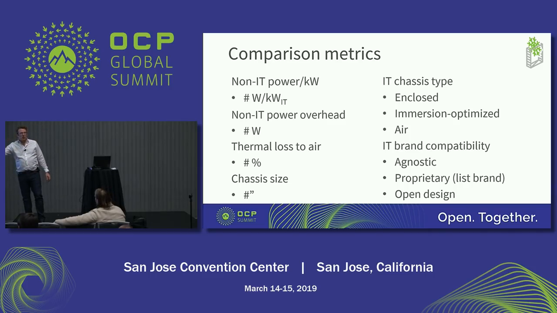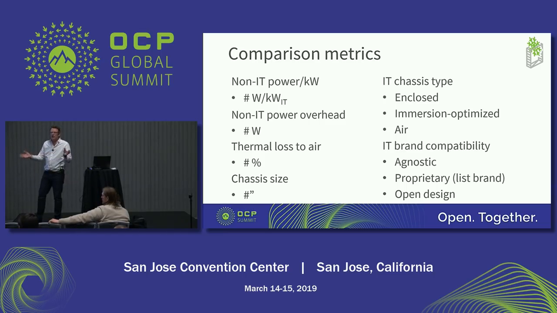There's also such a thing as non-IT power overhead. It's usually quite low. Talking about management systems, monitoring. With the Asperitas technology, that's 80 watts. With the WeWin solution, that is 100 watts, I believe, off the top of my head. I might be mistaken, but it was in that presentation. These are negligible numbers, but they are numbers to factor in because they do add to the thermal rejection to the room, just like thermal loss to air.